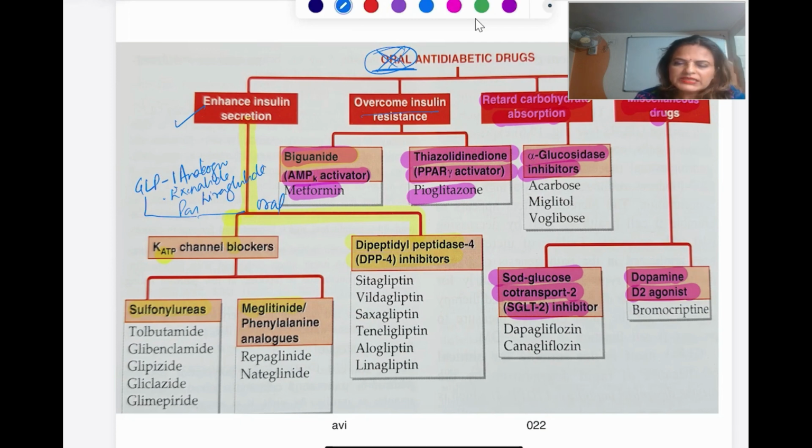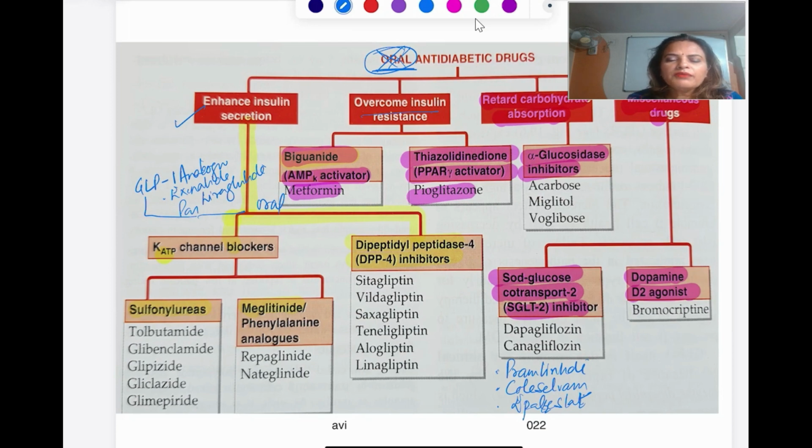So what is under the miscellaneous drugs? What is left? One is pramlintide or amylin analog. Then colesevelam. Then we have epalrestat. Okay, so this is all about the anti-diabetic drugs.